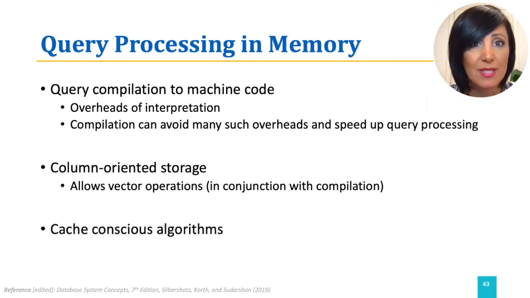Cache-conscious algorithms can also help in improving the in-memory processing. The goal of cache-conscious algorithms is to minimize cache misses. This could be achieved in different ways by best use of data fetched into the cache. For example, by laying out attributes of tuples that are often accessed together in a way that they are stored adjacent to each other.